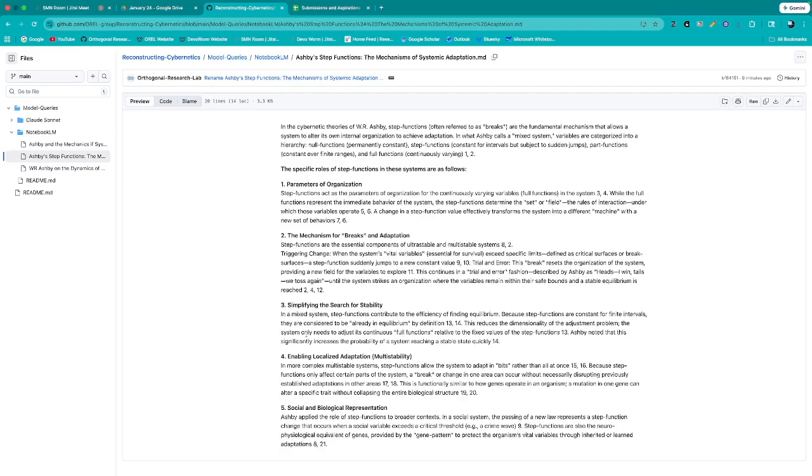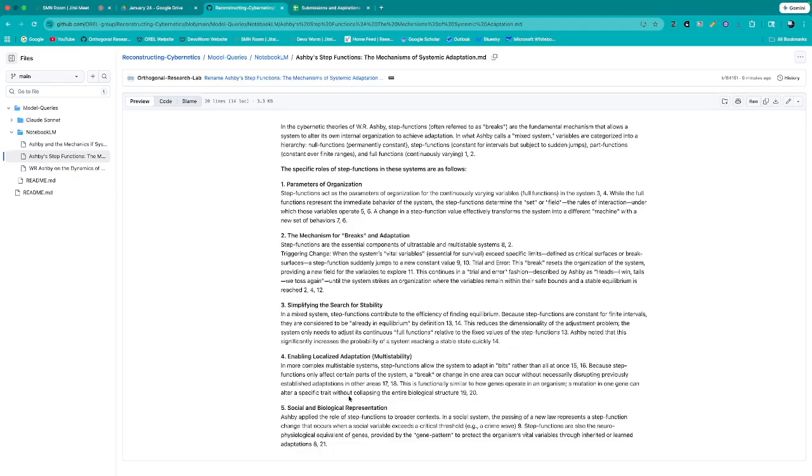Number 3 is simplifying the search for stability. In a mixed system, step functions contribute to the efficiency of finding equilibrium. Because step functions are constant for finite intervals, they are considered to be already in equilibrium by definition. This reduces the dimensionality of the adjustment problem. The system only needs to adjust its continuous full functions relative to the fixed values of the step functions. Ashby noted that this significantly increases the probability of a system reaching a stable state quickly.